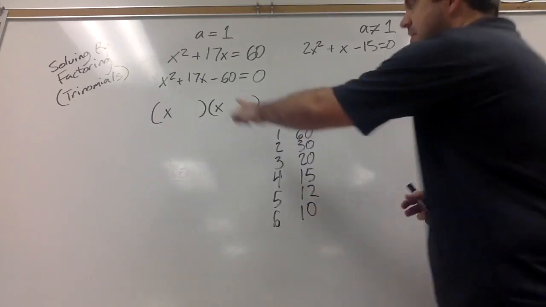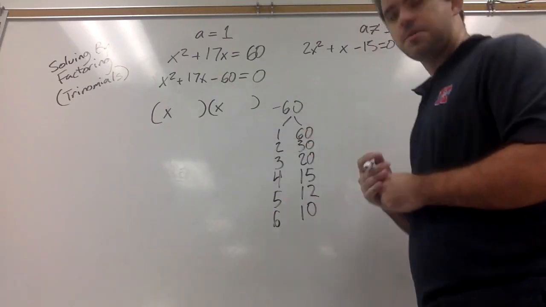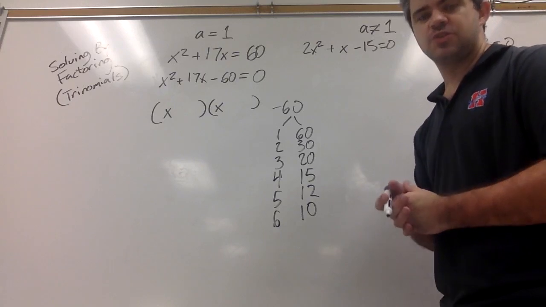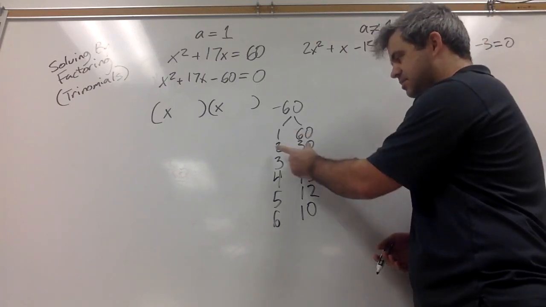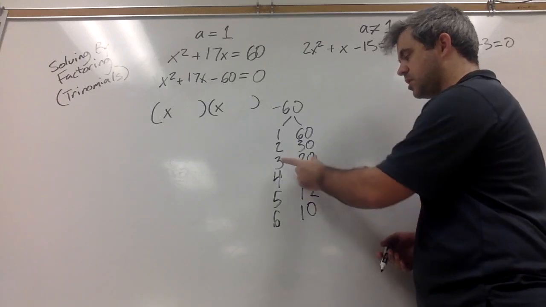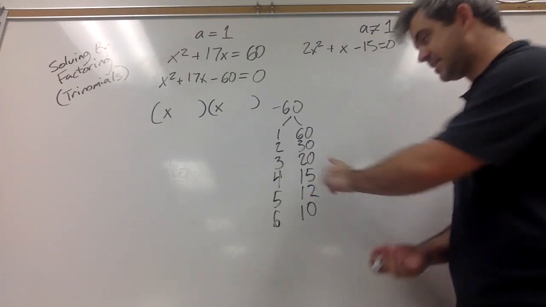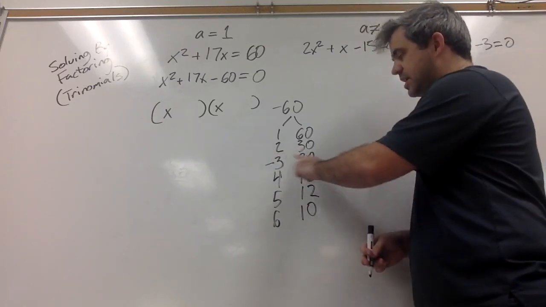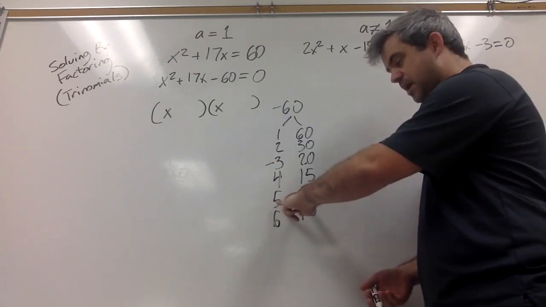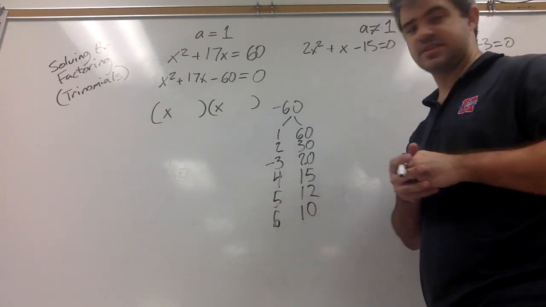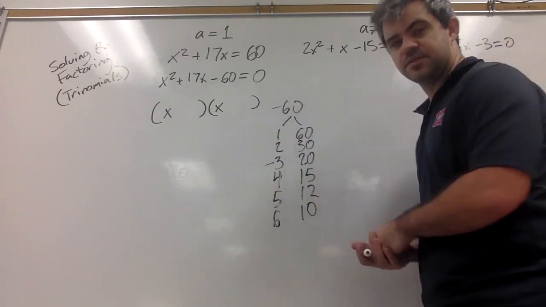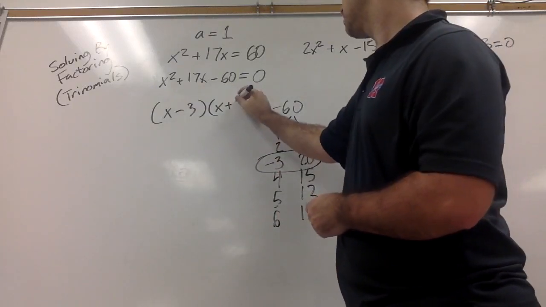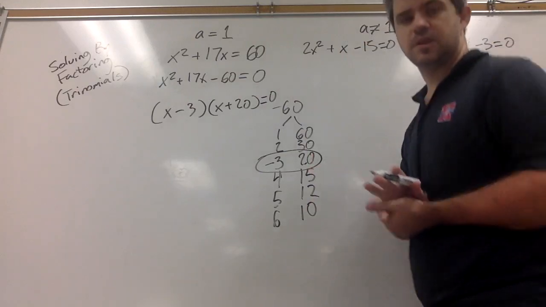Now, be careful. This is negative 60. So instead of these adding to 17, we basically need them to subtract to 17. So do these subtract to 17? No. Do these subtract to 17? No. Do these subtract to 17? Yes. What do our signs have to be to make that happen? 20 minus 3. Again, be careful. 5 and 12 would add to 17, but since it's negative, we need one of these to be negative. So x minus 3, x plus 20 equals 0.